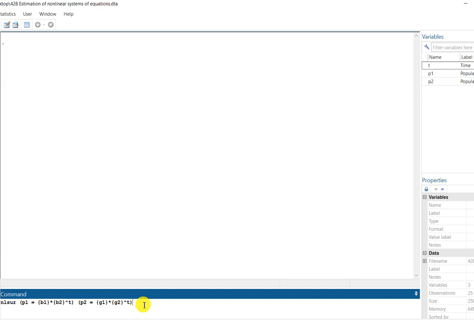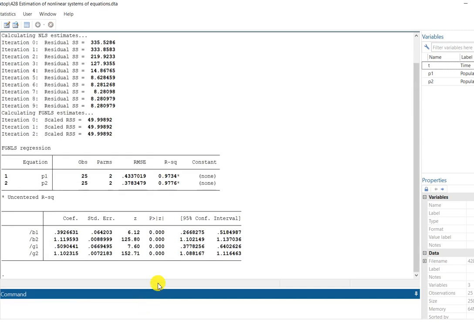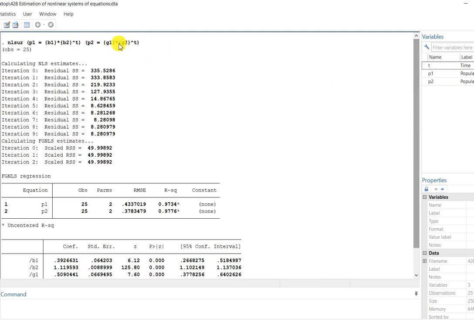So by pressing this, if you look at this output, this is the command. The total number of observations is 25, and these are the NLS estimates, these are the iterations, and then we have FGNLS estimates, and there are two iterations here, and these are the FGNLS regression equations. This is equation 1, this is equation 2.